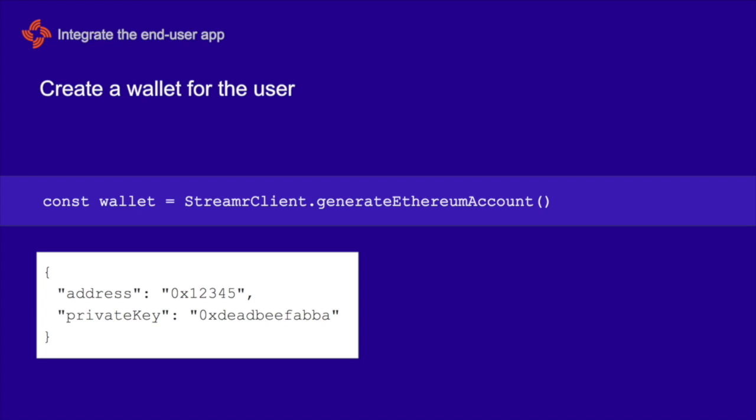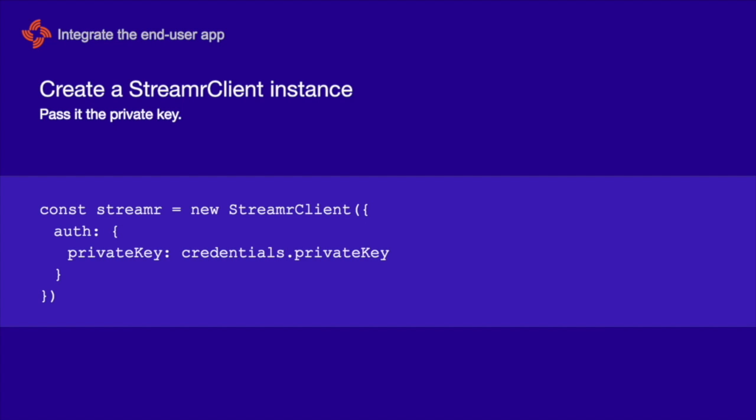When your app starts for the first time, it should generate an Ethereum private key and store it locally. The key will be used to sign withdrawal transactions, for example, as well as to sign the data that gets sent to the Streamr network. Before you interact with the system, you create an instance of the Streamr client object and pass it the private key.